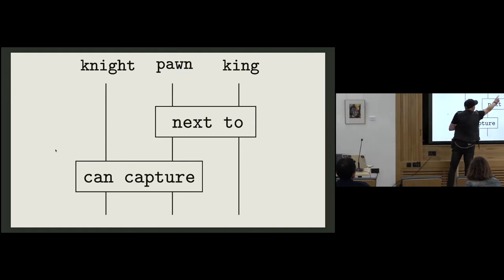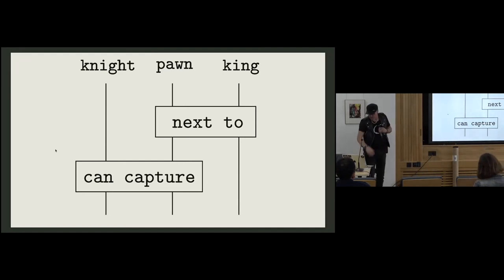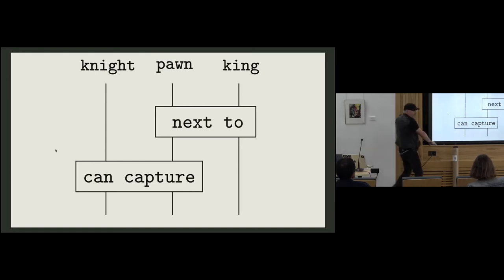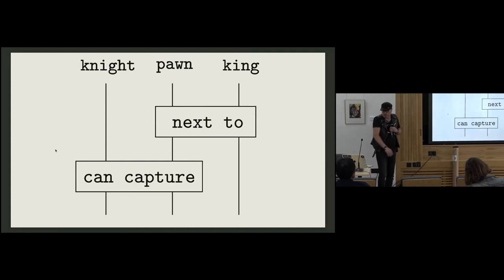The pawn next to a king that a knight can capture. Much simpler, right? It's much simpler. So actually, the meaning of language is just much better represented here. And you can see, again, you can go on and you want to go on, possibly, if you are ambiguous.